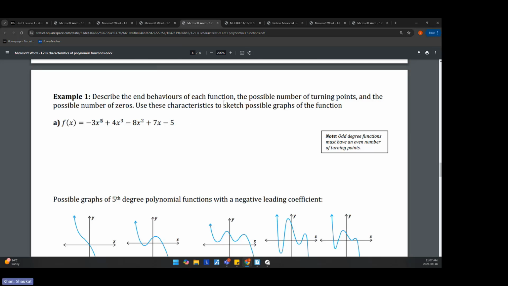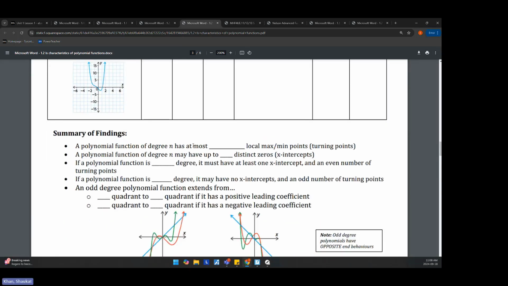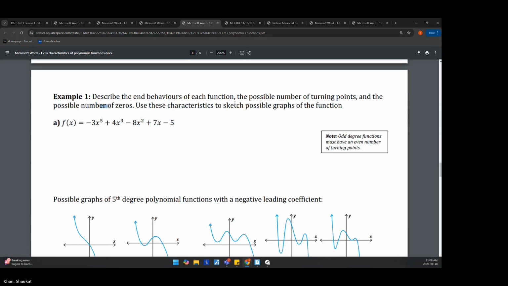So it has an odd degree. That means the maximum possible turning points have to be 4, because 5 minus 1 is 4. What else did it say? It's the possible number of zeros. So it has to have at least a minimum number of zeros of 1, but it can have up to 5 zeros. Because remember, the notes aren't there, but we'll go over it.